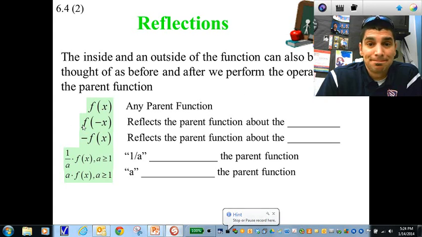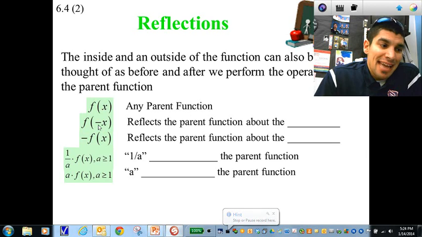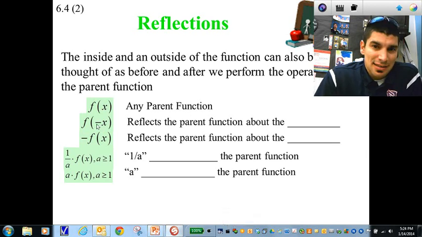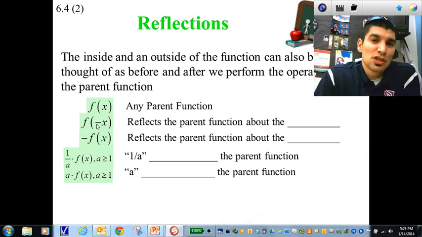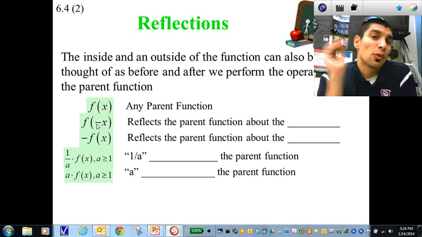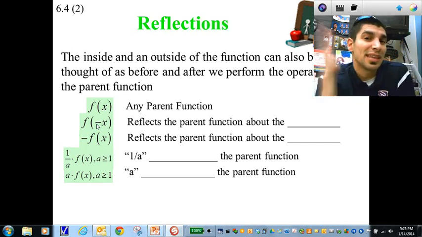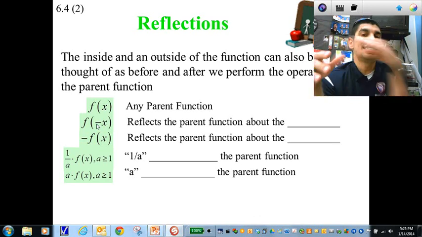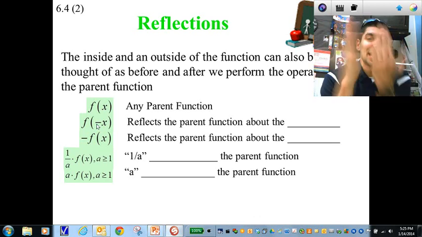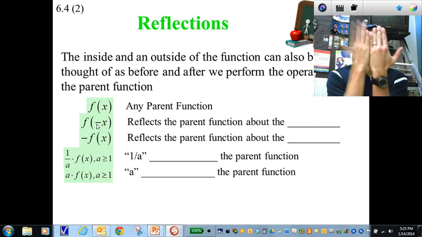F of negative x, the negative is inside the parentheses. That means you're doing it to the x. You're doing it before. You're going to reflect it. The x's that were positive are now going to become negative. So it's going from the positive x side to the negative x side. That reflects it about the y-axis.